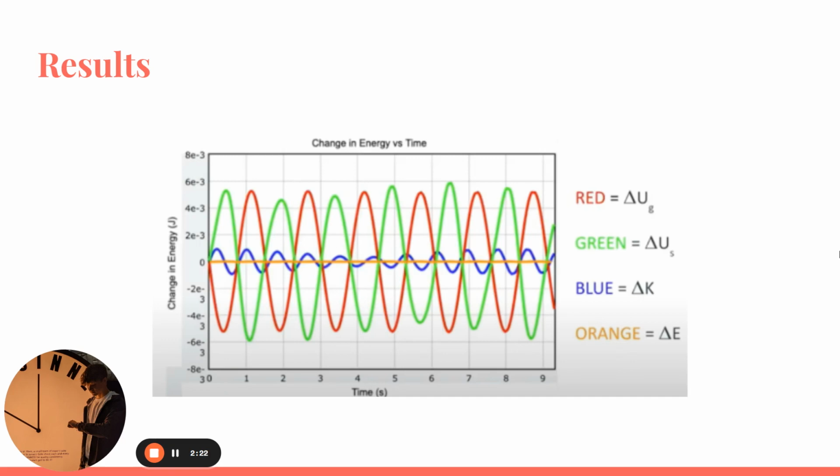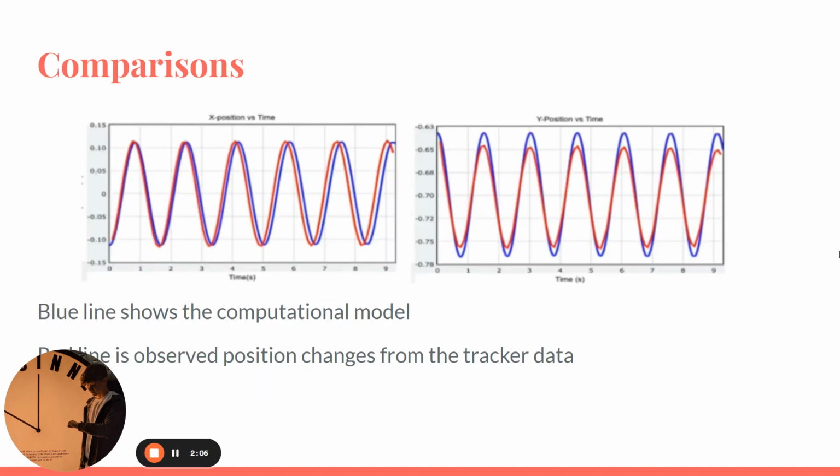So the results, you can see that gravitational potential energy and potential spring energy pretty much always were equal and opposite to each other, while kinetic energy fluctuated while those were lower. At potential energy peak, kinetic energy was equal to 0, and the overall energy of the system was equal to 0. So as far as the comparisons, the blue line shows the computational model, the red line is observed position changes.